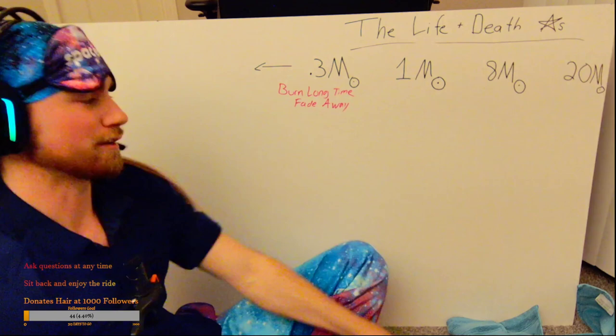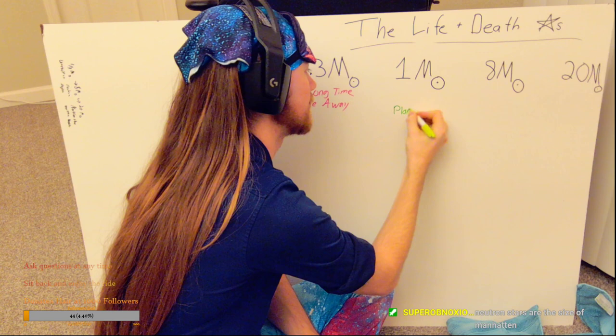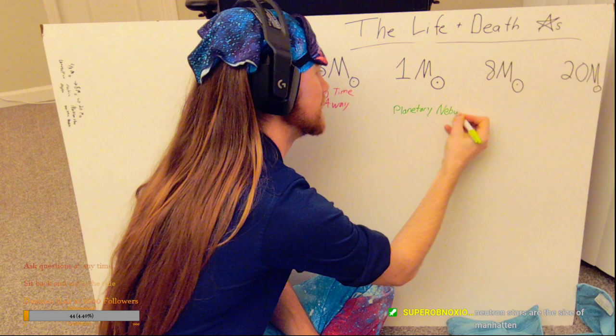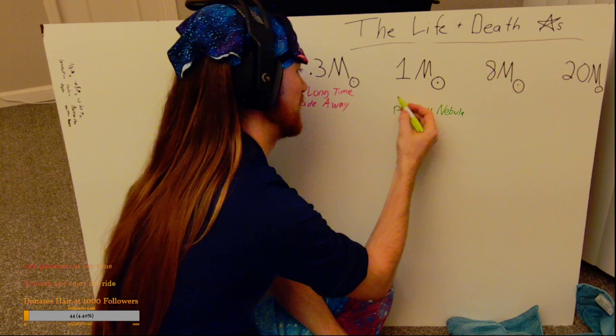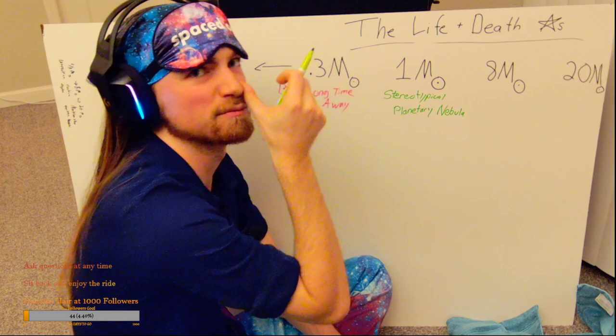And we got sun mass type stars. They have planetary nebulae as their deaths. Nebulae is just plural for nebula. Doesn't really matter. And they have stereotypical lives. You can kind of compare other stars to the life of a sun. Boring. Status quo.